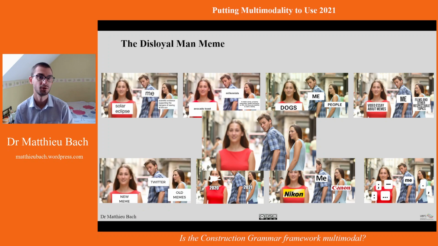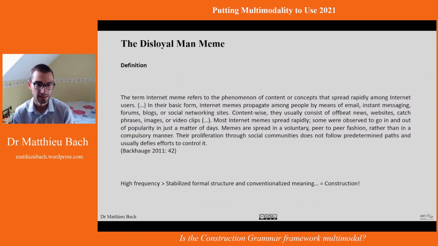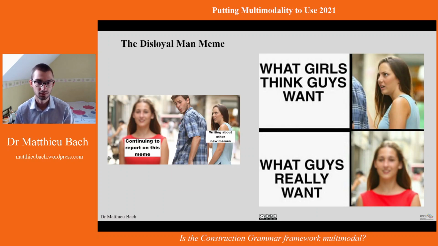Let's take the disloyal man meme. You all know this meme, I think. I almost have no more time now, so I will not read the definition of what a meme is, but what I want to say is that a meme is recognized as a structure with a high frequency, which means that a meme has a stabilized formal structure and a conventionalized meaning, which means a meme is a construction with textual structure, but it doesn't really matter now.